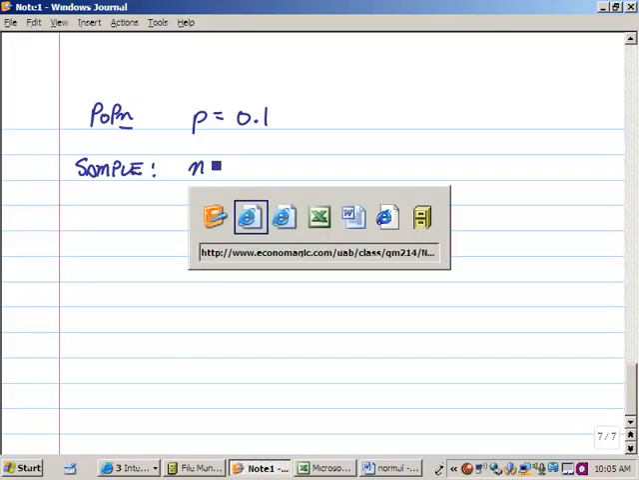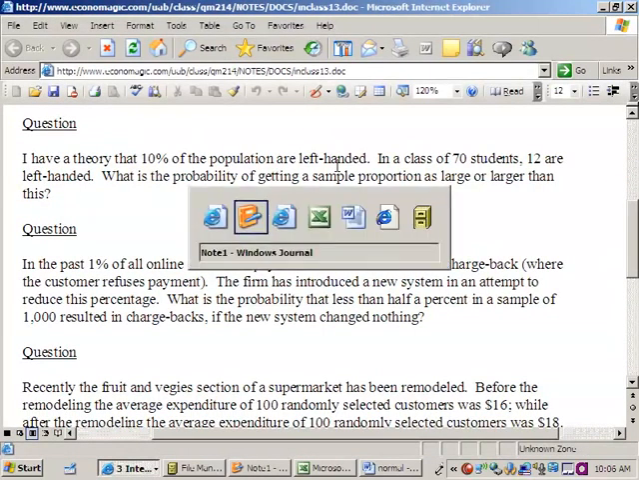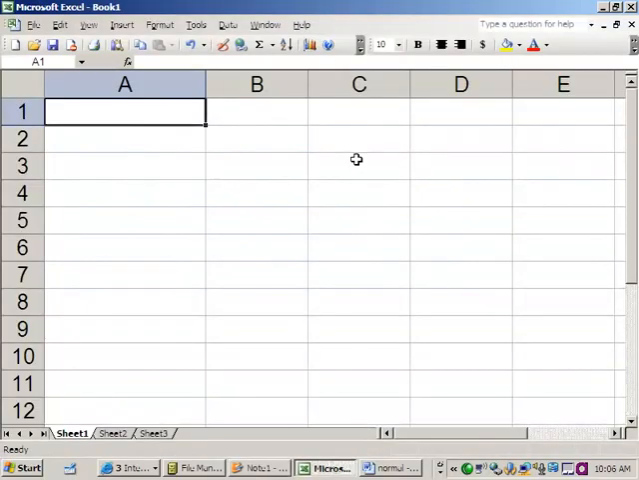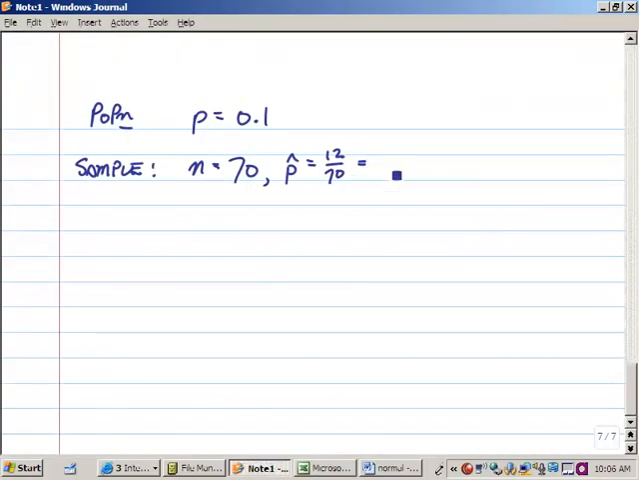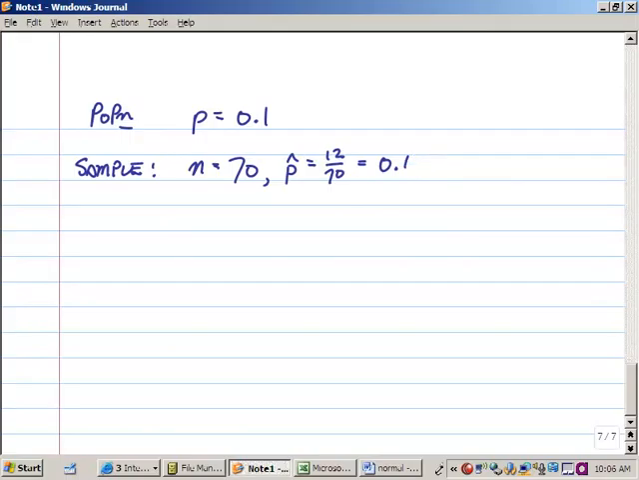The sample size is 70. I have a P hat of 12 out of 70, since 12 are left-handed. So let's do that calculation in Excel. Equals 12 divided by 70. To four places, 0.1714, much larger than your 10%, right?